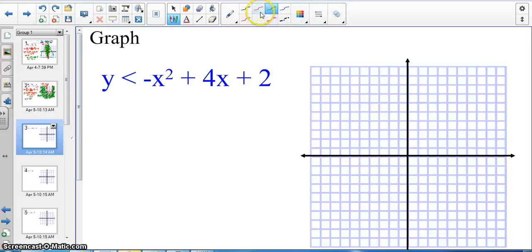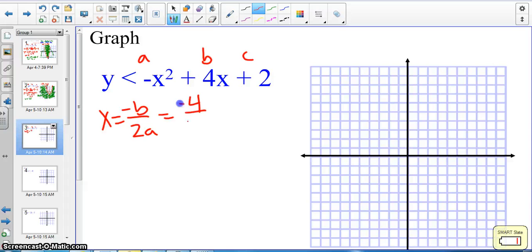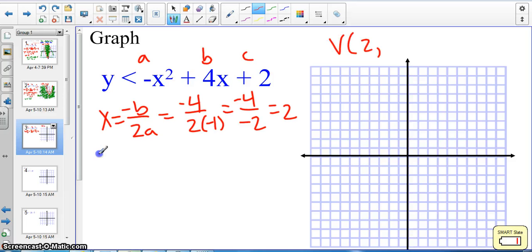So same thing. I'm going to label a, b, and c. I'm going to plug those numbers into negative b over 2a to find the x of my vertex. So negative 4 over 2 times negative 1. Negative 4 over negative 2 is positive 2. Plug those numbers in to find your y. Remember, pause this at any time. I may go through this next problem quickly.